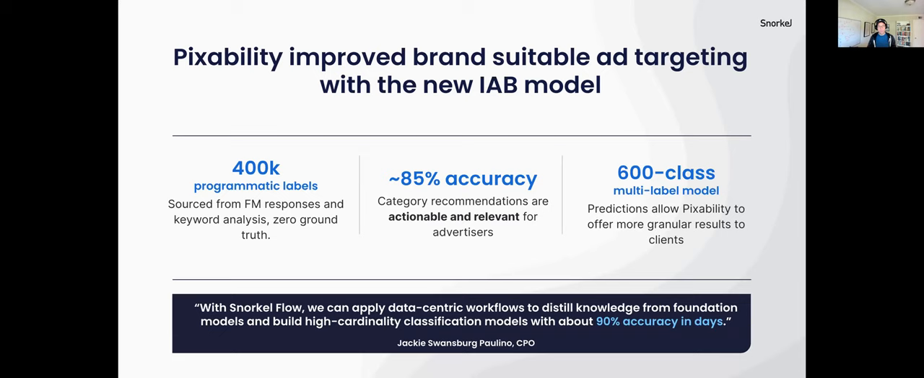And they were able to train a 600-way classifier that got above their accuracy bar of 80%, produced about 400,000 programmatic labels. And they were able to effectively in that way distill all this great foundation model knowledge, refine and correct it for their very specific and complex problem setting, and then produce a production shippable model that was much smaller.